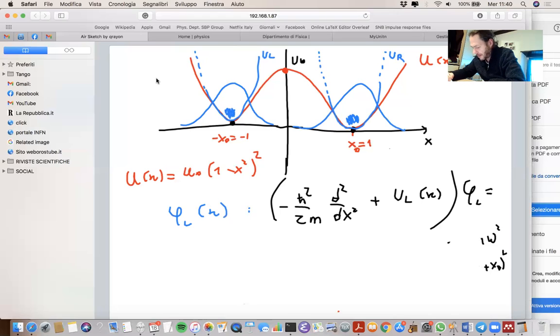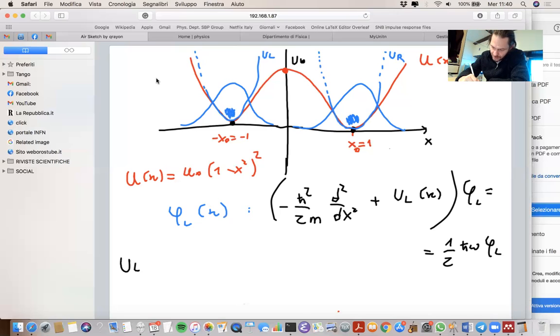Oh, sorry, what am I saying? I'm saying stupid things. This is the solution, that's a 1/2 h bar omega psi left. So what is omega and what is U left?